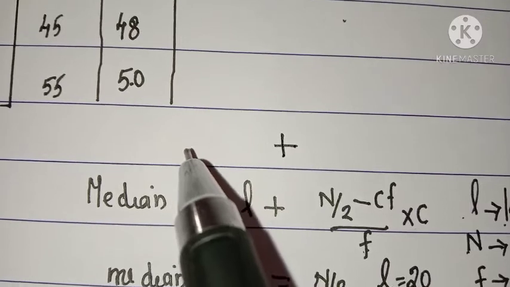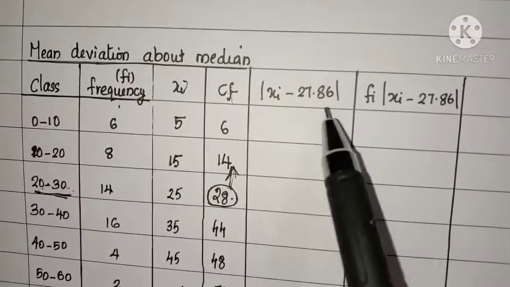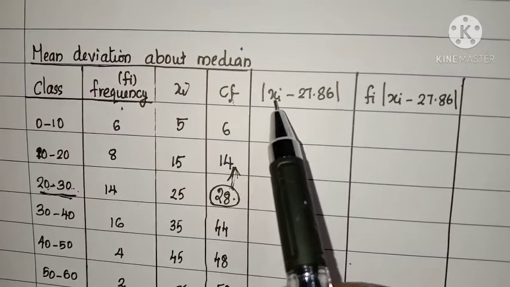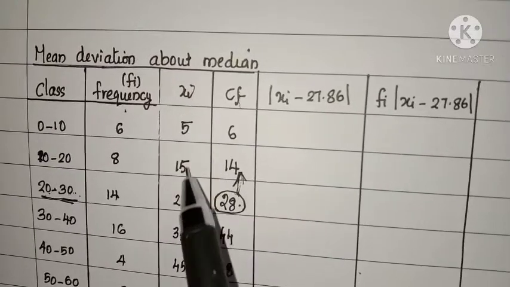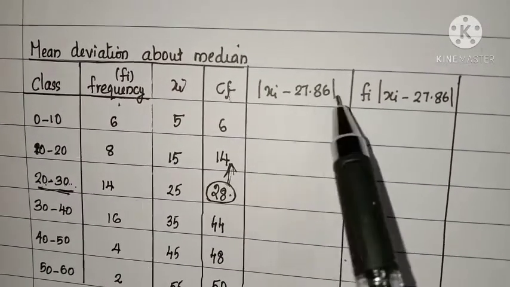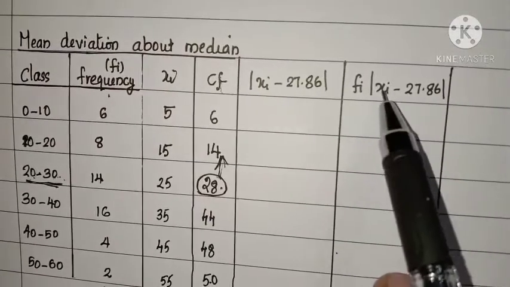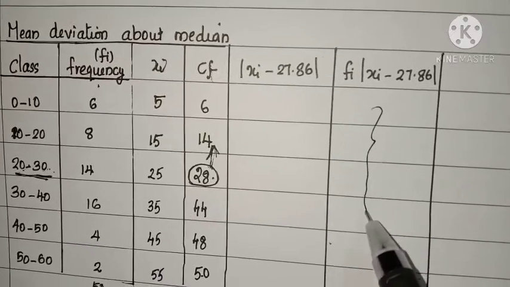We get median is equal to... find the modulus of xi minus 27.86. From these xi values, subtract 27.86 and take its modulus value. And multiply this modulus with fi. You will get the last column.